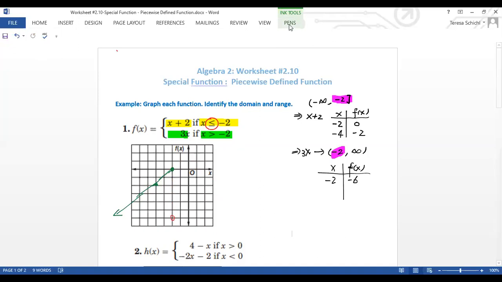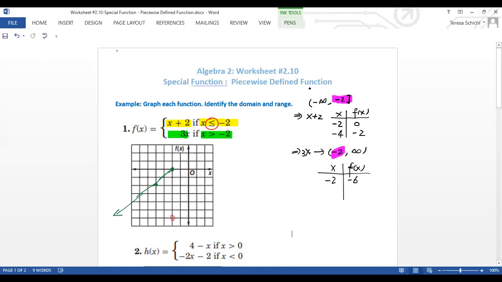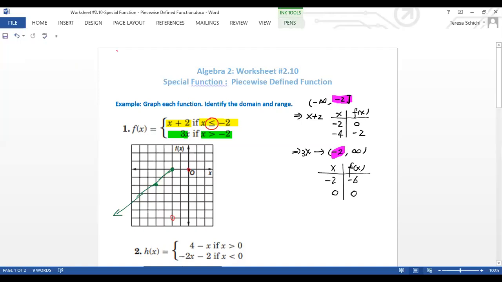Good. Okay, so now you can choose any other points here. I would choose, hey, let's choose 0. See, it's easier. So at 0, this is 0. Now I have the other point in here, correct? Now you connect these 2 points, you get a line here. That is what this piecewise function looks like.